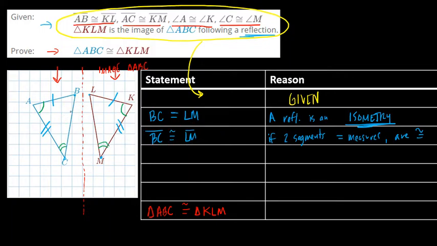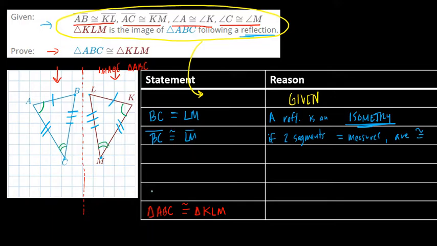So I have just established one of the remaining pieces that I needed to complete that definition of triangle congruence. So I now have established that each of the line segments has a corresponding congruent line segment in the other triangle. Now I'm going to work on angles. So I already have angles A and K being congruent, angles C and M being congruent. I'm going to work on angles B and L.